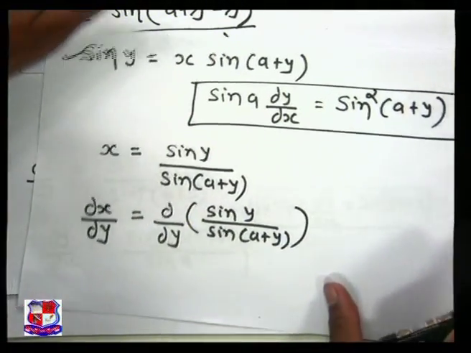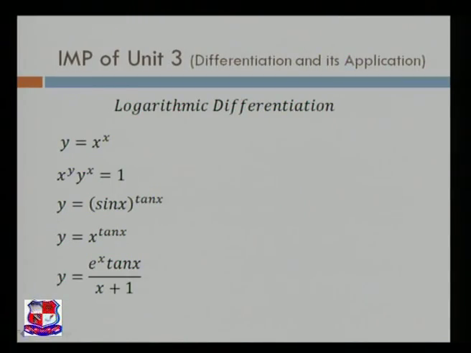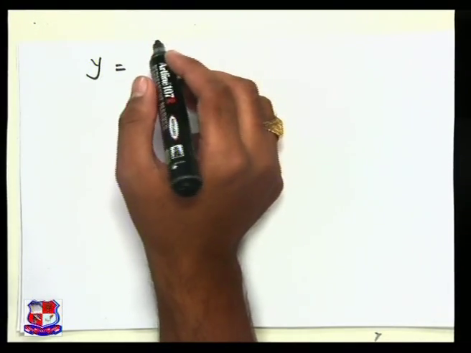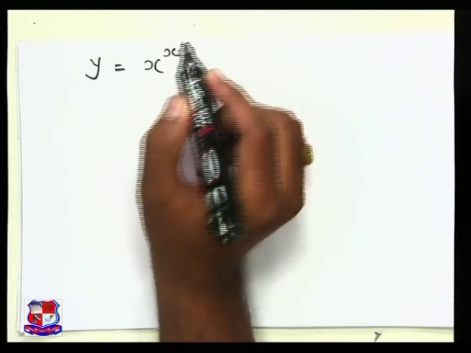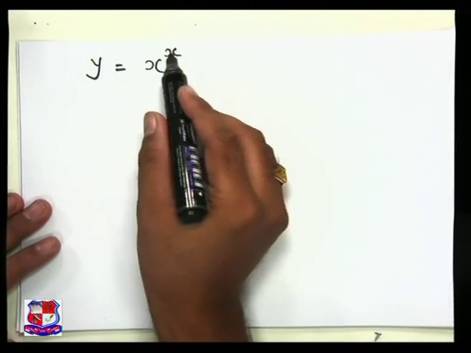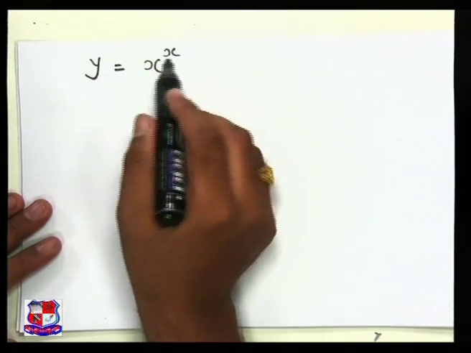Now we want to move to our next question. The next question is y equal to x raised to x. Here we have x and here x, so use the logarithmic method. So write our first sum, y equal to x raised to x, and we want to find the differentiation, but here x and x are both in terms of power. So our next step is to take the log on both sides.